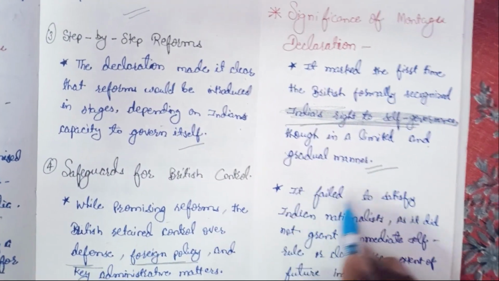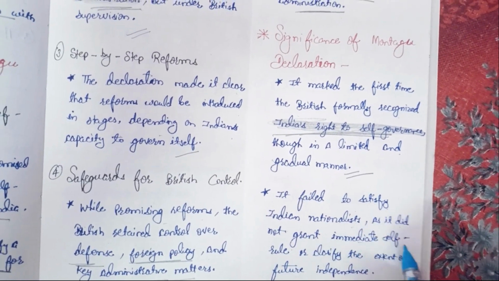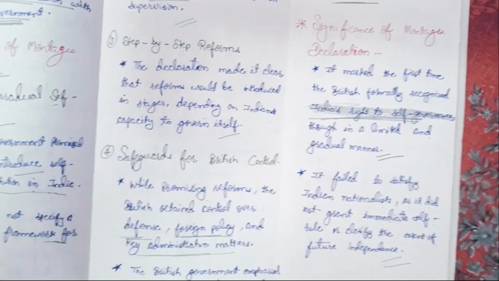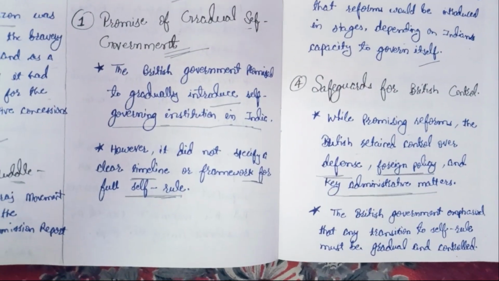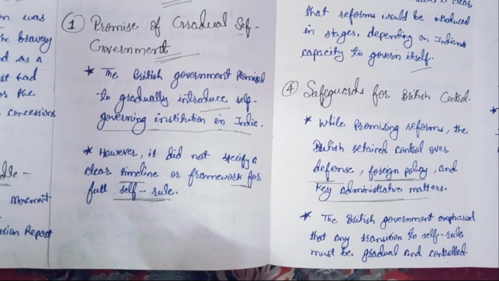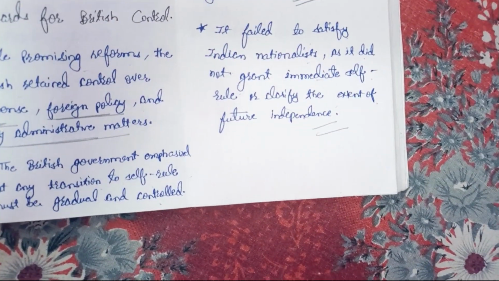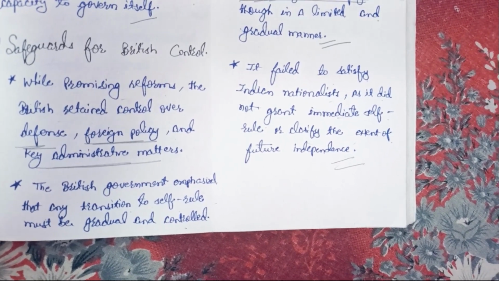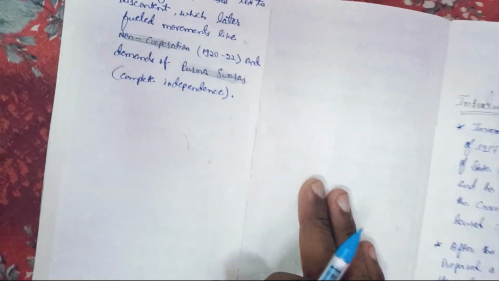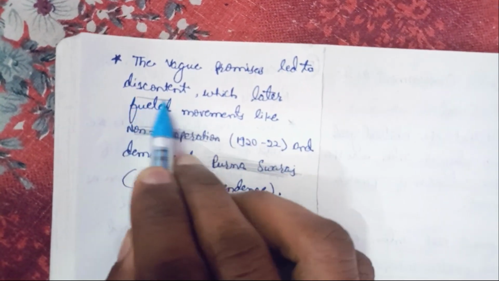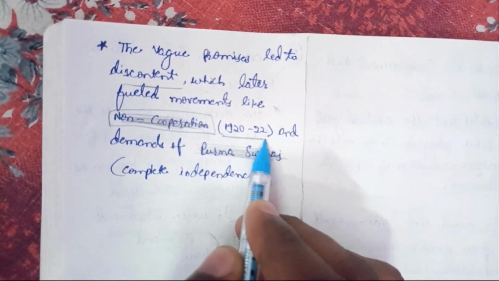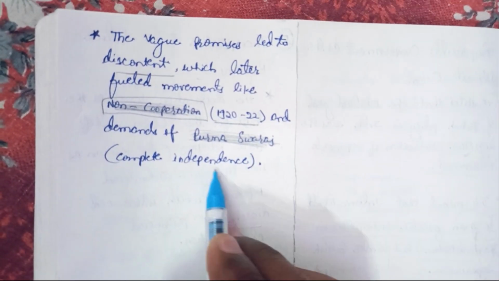But it failed to satisfy Indian nationalists as it did not grant immediate self-rule or clarify the extent of future independence. As we have seen, the Montague Declaration said that it will work towards introducing self-governing institutions in India, but a clear timeline of self-rule was not given. Due to this, the Indian National Congress was not satisfied. Also, the vague promise, meaning a false promise, led to discontent, which later fueled movements like the non-cooperation movement, which took place between 1920 and 1922, and the demand for Purna Swaraj, complete independence.